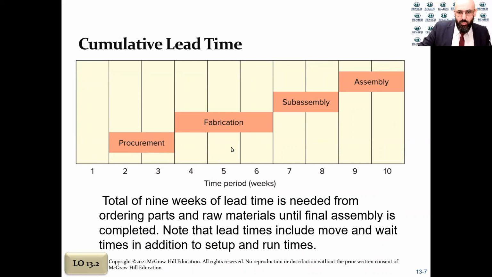And then it will take us 3 weeks to do the fabrication, weeks 4, 5, and 6. Weeks 7 and 8, we will use for sub-assembly, which is putting the smaller components together. And then the last 2 weeks, 9 and 10, would be to assemble all the subcomponents together to make the product available. So a total of 9 weeks of lead time is needed from ordering parts and raw material until final assembly is completed.